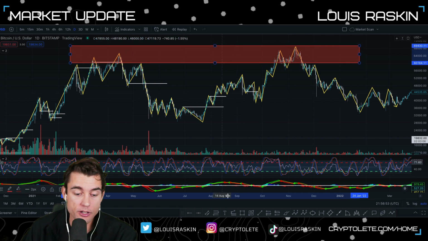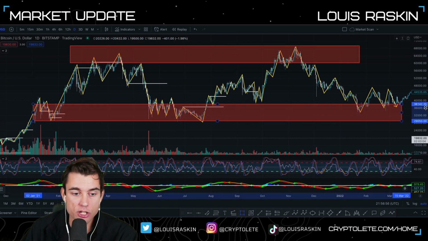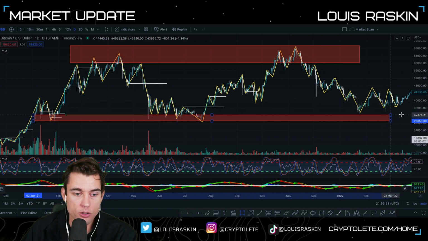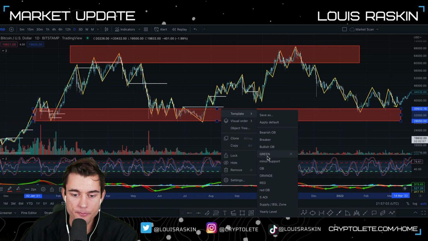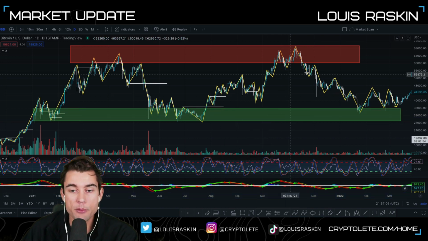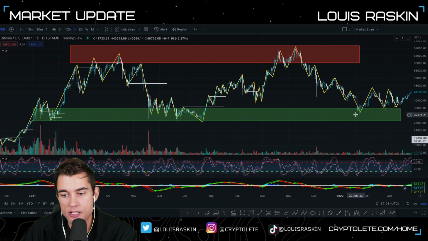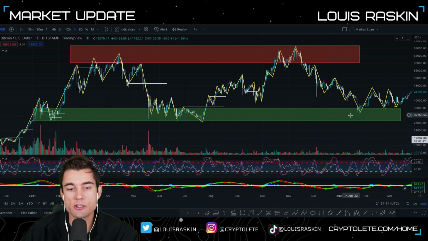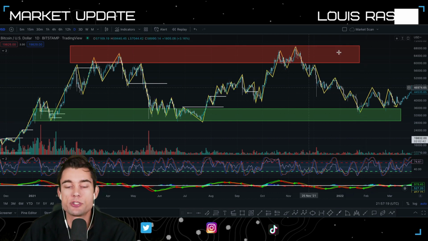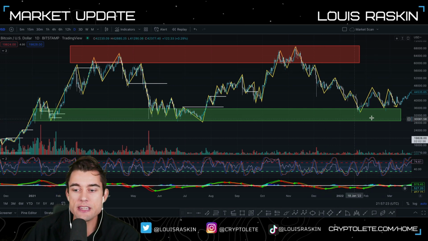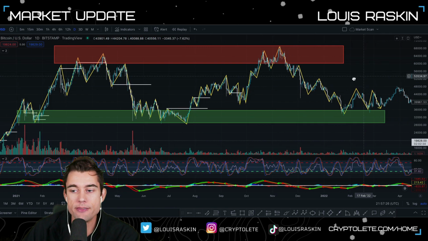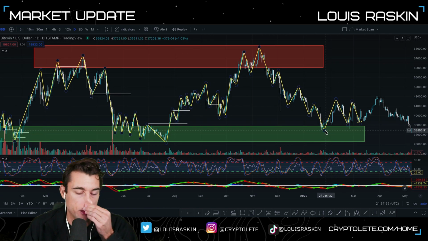And also, you could literally just say, well, this is a huge support area right here. This whole area is pretty much support, right? So let me just make this green. So what you could do is you could say, if the price comes back down into this area, I'm going to look for market structure shifts to the upside, market structure reversals from the bearish trend to the bullish trend. And I'm going to look for them on the lower time frames within this area. And then this will tell me whether or not I should get long or not.